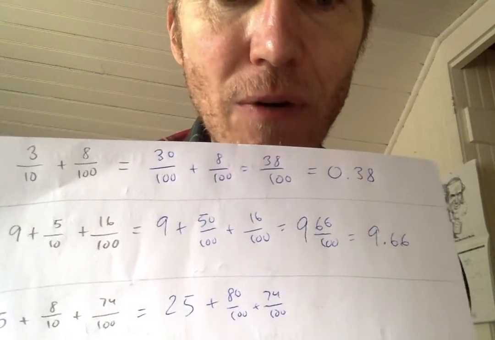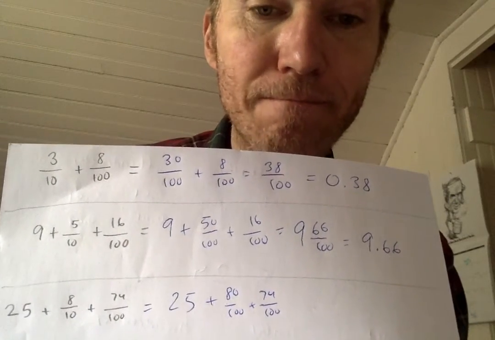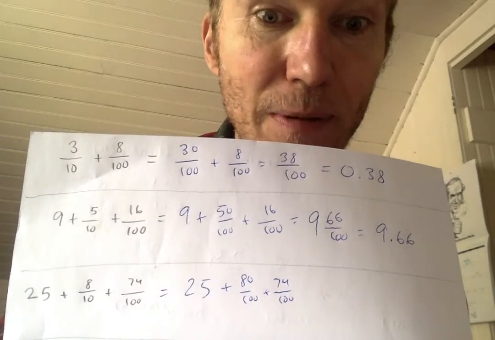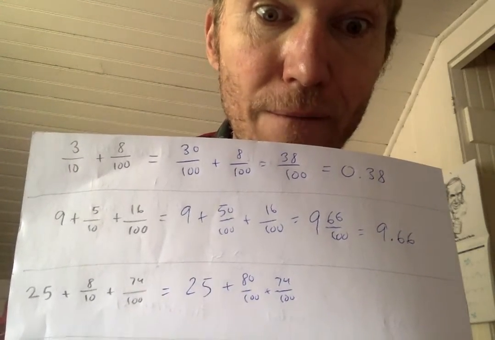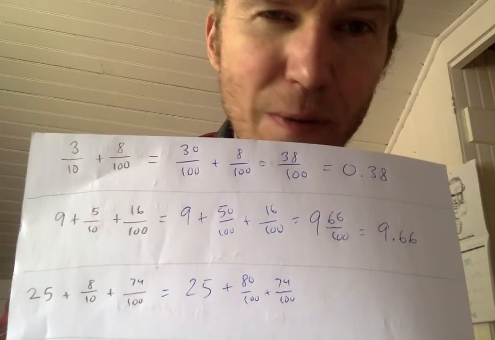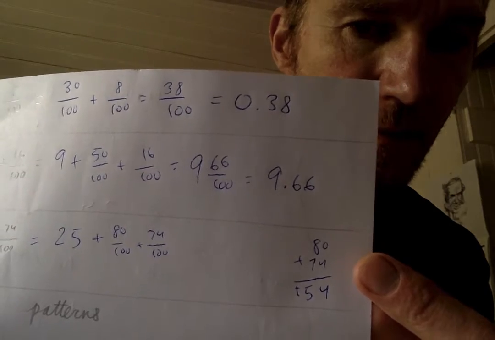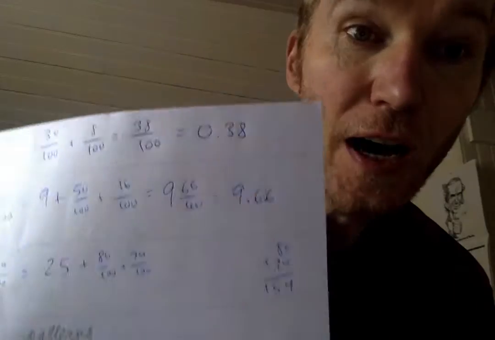What's 80 plus 74? You might need to line it up and add them up. I just know that 80 plus 74 is 154. But you probably just want to add them up. Did you get that? So now we've got 25 and 154 hundredths. This is the hardest one you're going to see.